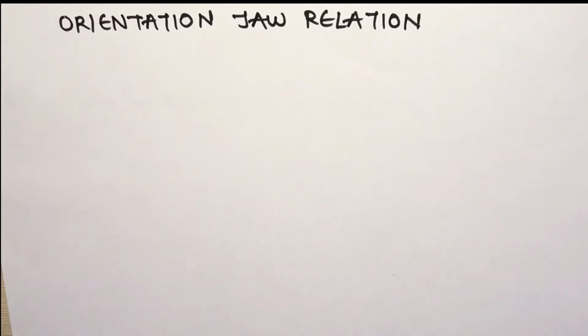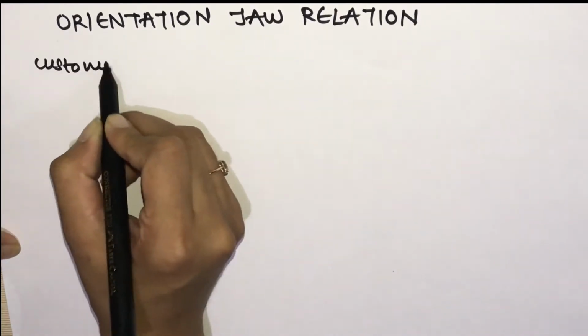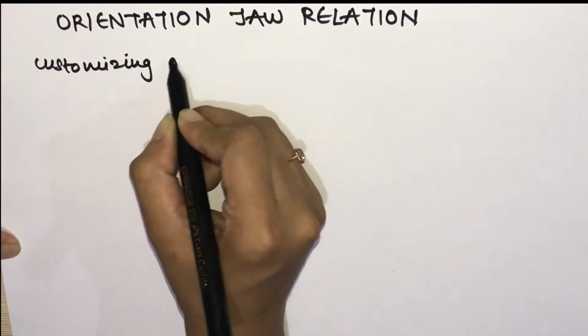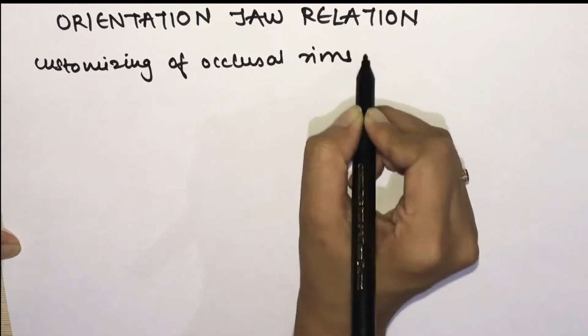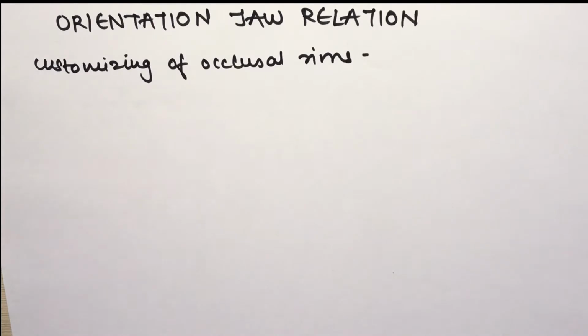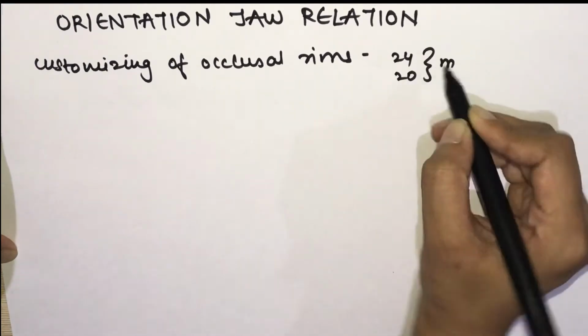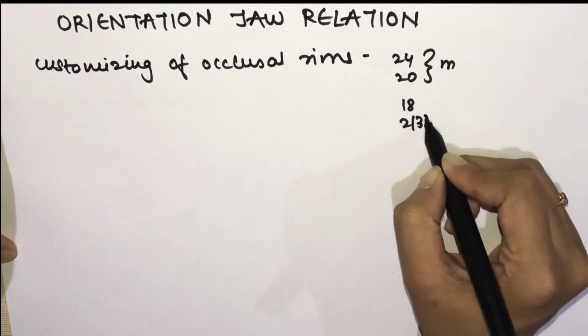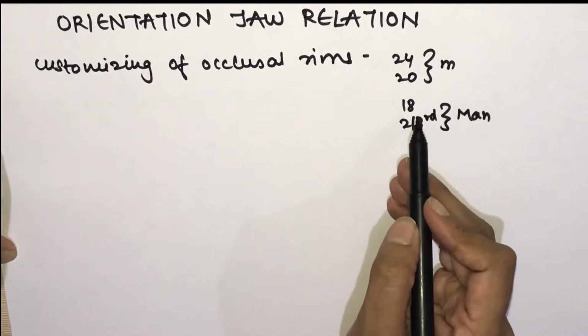The topic is orientation jaw relation, but before starting with the jaw relation, I'm going to talk about customization of the occlusal rims. So first we are going to see customization of the occlusal rims. We know that all the occlusal rims are prepared using standard dimensions. Standard dimensions are usually 24 and 20 for maxillary, and 18 and 2/3 of the retromolar pad for mandible. So we are making the occlusal rim according to these dimensions.